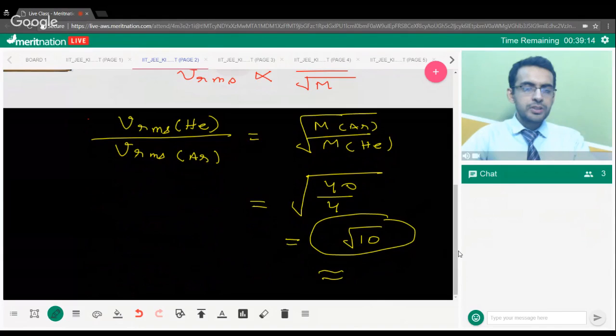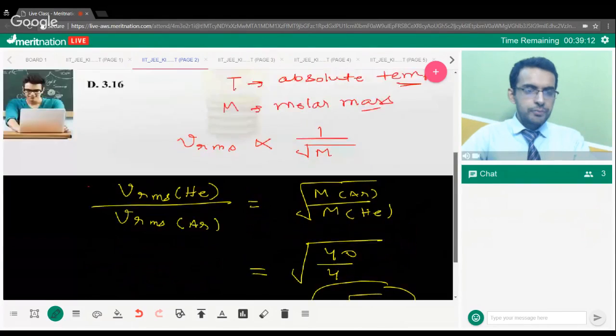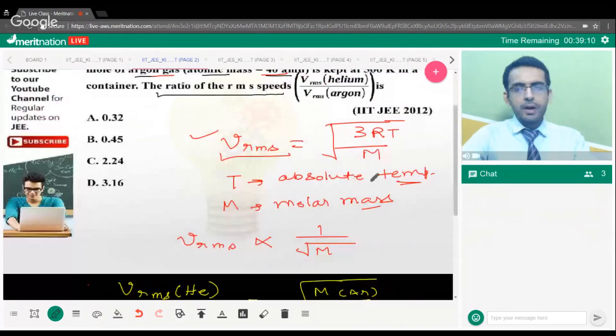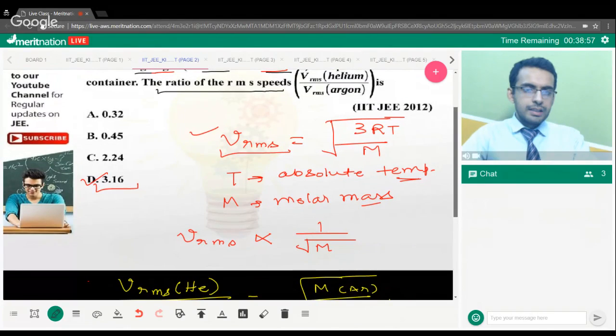So if you see the options, the closest value is 3.16. So the correct option for this question is 3.16. Okay, that's the thing. So that's a very easy question.